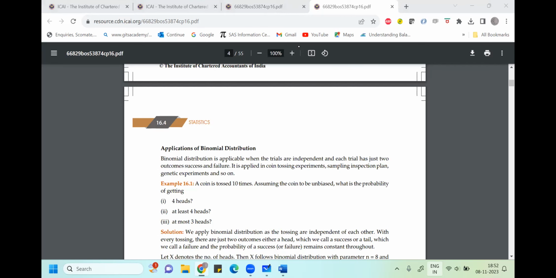Try this example 16.1, everyone. Tell me the answer. Everyone try this example 16.1. Coin problem is very important for your exam purpose.